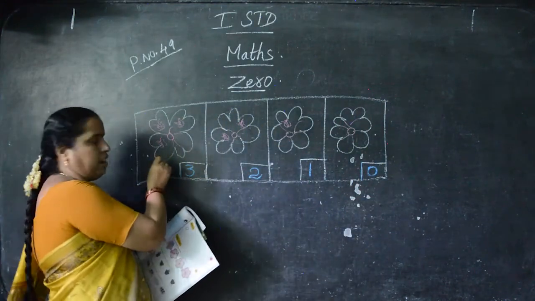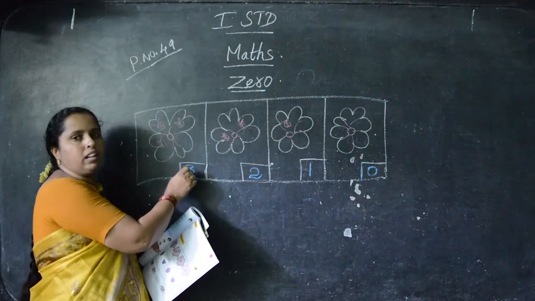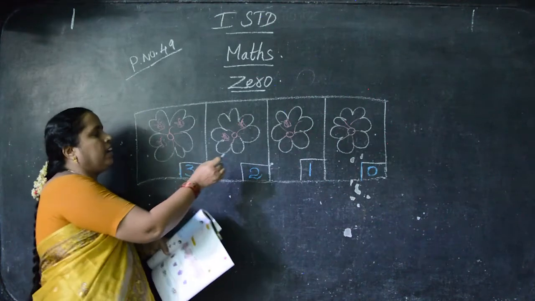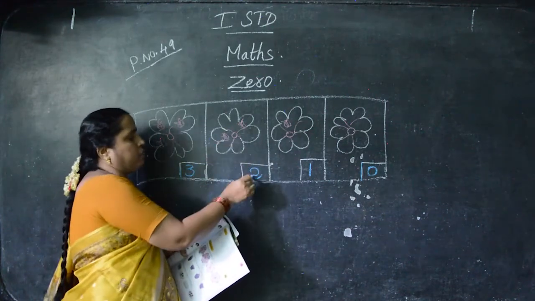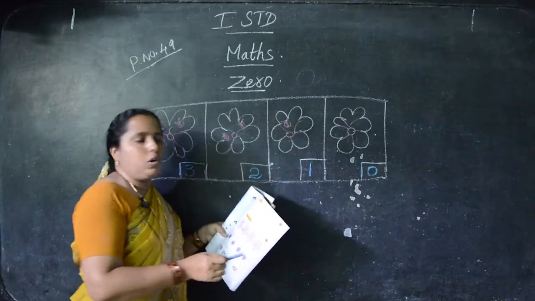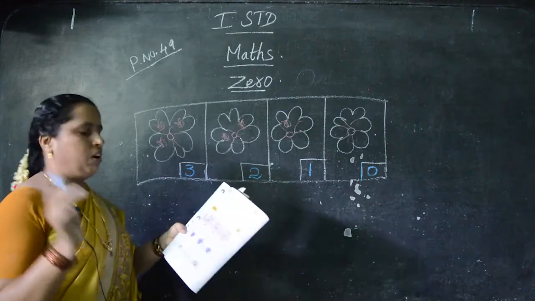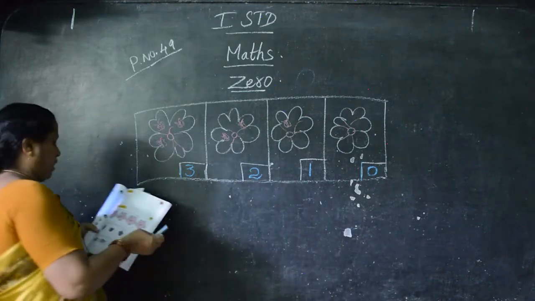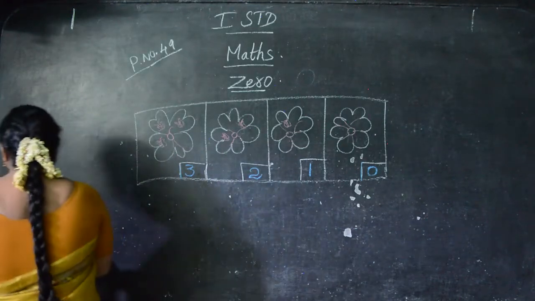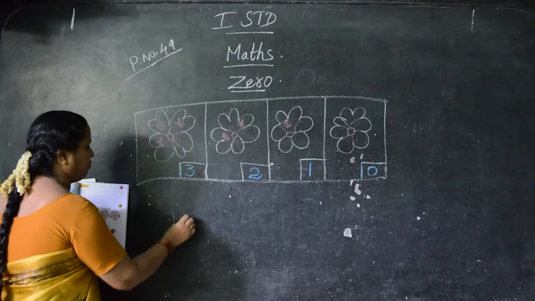See, in the first flower box, there are 3 butterflies. In the first flower, there are 3 butterflies. In the second flower, there are 2 butterflies. In the third flower, only 1 butterfly is there. Okay, in the fourth flower, there is no butterfly. All the butterflies flew away. Okay, next. Like that, you have to write. Here, see.